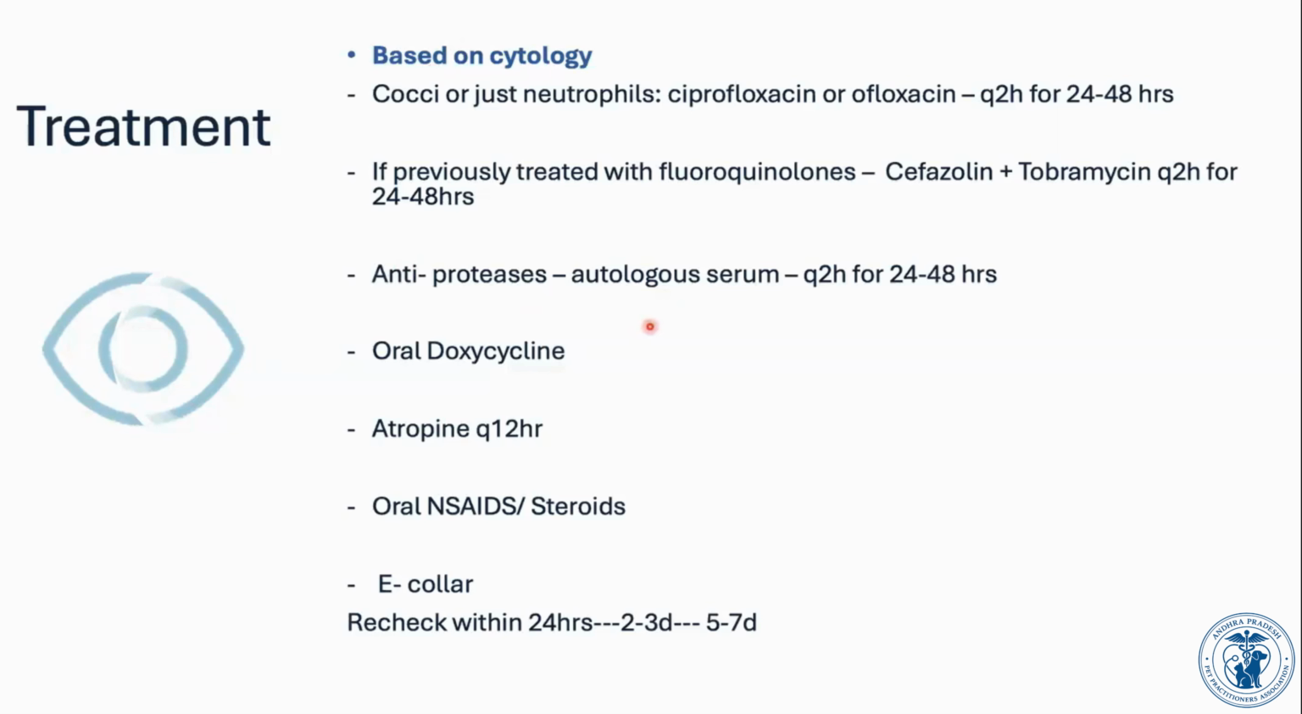Also, in these kinds of ulcers, we have to give the eye drop every 2 hours for the next 24 to 48 hours. You have to communicate to the owner that at night also they have to put the eye drops every 2 hours. There is no leniency in that. So that has to be communicated well.